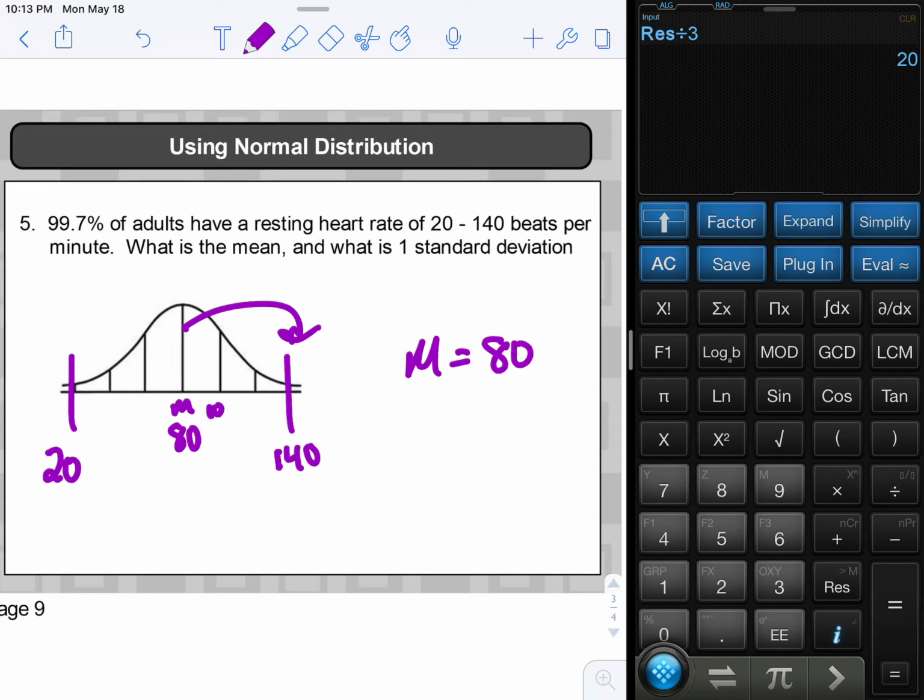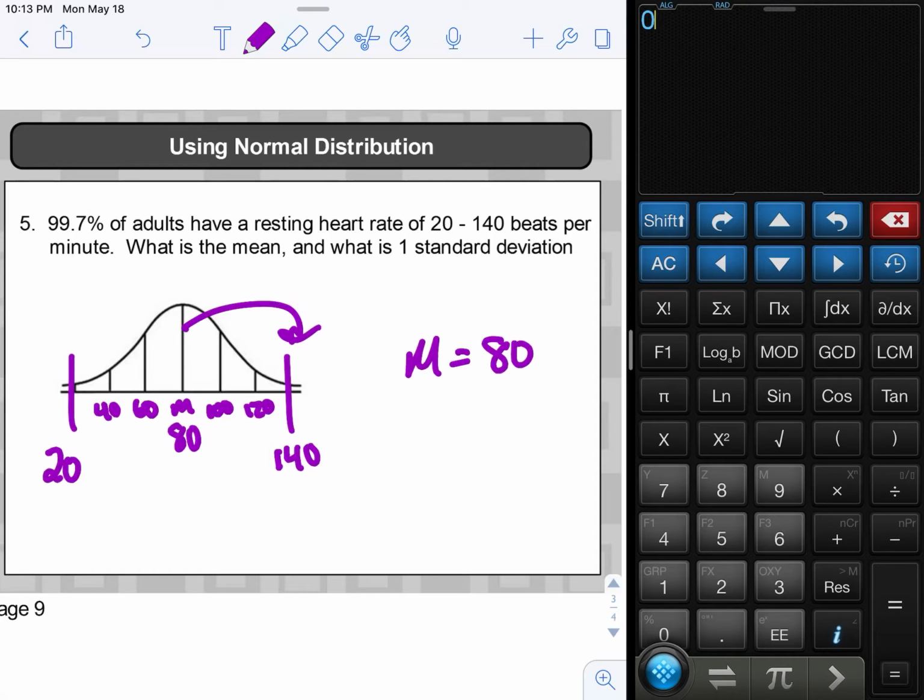So because we're just going to add 20 every time, this is going to be easy. So 80 plus 20 is 100. 100 plus 20 is 120. And what's the next one? 140. We know that. So that's how we know we're right. All right, 80 minus 20 is 60. 60 minus 20 is 40. 40 minus 20 is 20. So we know we're right.